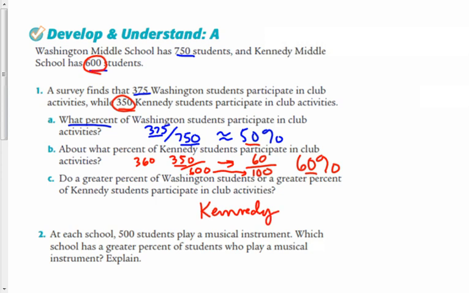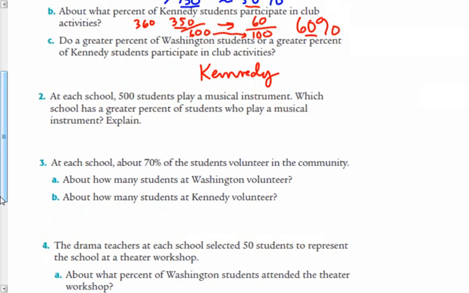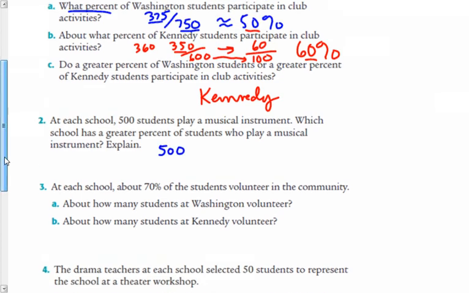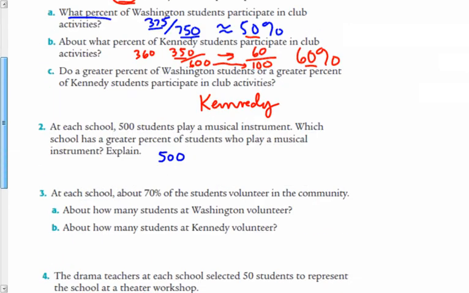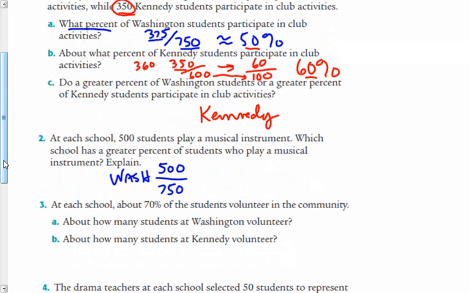All right. And then number 2 says, at each school, 500 students play a musical instrument. Which school has a greater percent of students who play a musical instrument? Explain. So in one school, that would be 500 out of 750. That's Washington. And Kennedy is 500 out of 600. And you could do some computing here if you want, but since 500 out of a smaller total of 600 compared to 500 out of a larger total, we know that this number will be a greater percent because it's a higher ratio. So that's Kennedy.